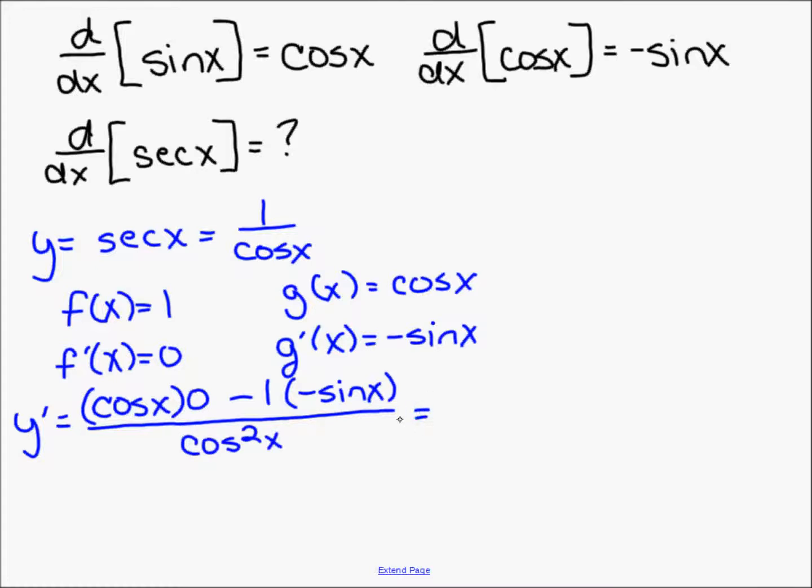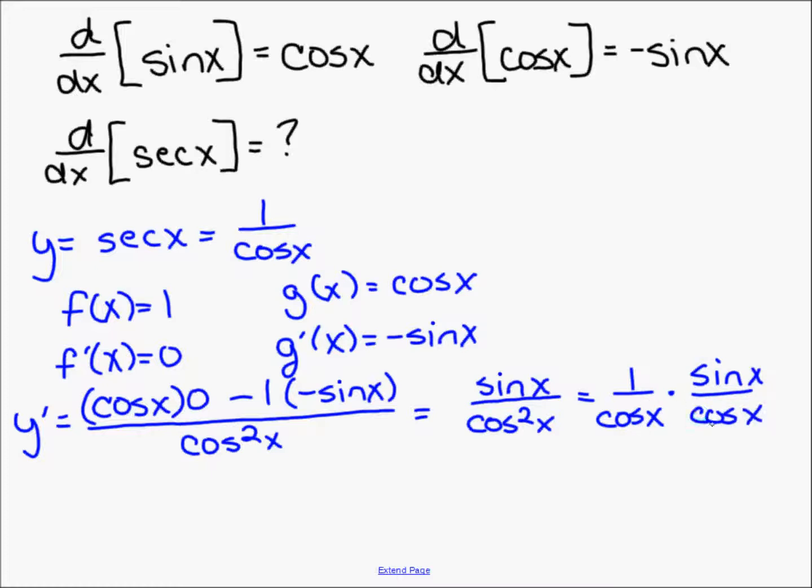I'm then going to simplify. 0 times cosine x is 0. Negative 1 times negative sine x is just sine x over cosine squared x. I'm going to break apart the fraction using what I know of multiplication. So I have 1 over cosine x times sine x over cosine x.